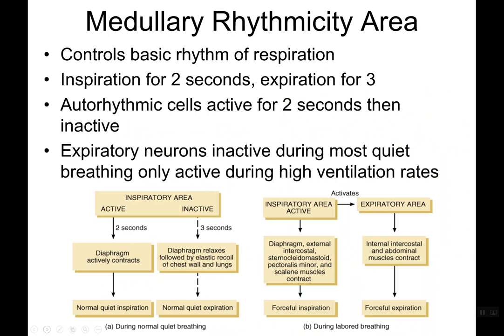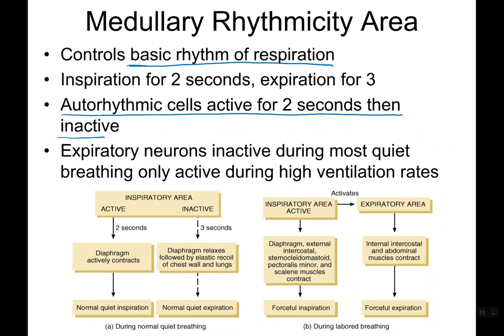All right, so the medullary rhythmicity area. This is what it sounds like. It's in the medulla oblongata, and it's going to control the rhythm of breathing. Anything that has a rhythm has a repetitive pattern that happens over and over again. The basic respiratory rhythm, the one you would expect to see when the respiratory rhythm is not being acted upon by sympathetic innervation or emotion, so you'd see this in coma patients or people who were asleep, is inspiration for 2 seconds, expiration for 3. This is due to the activity of the autorhythmic cells and then their subsequent inactivity.